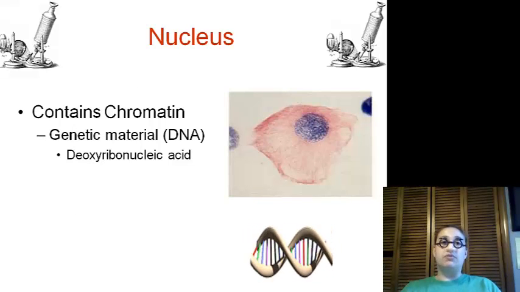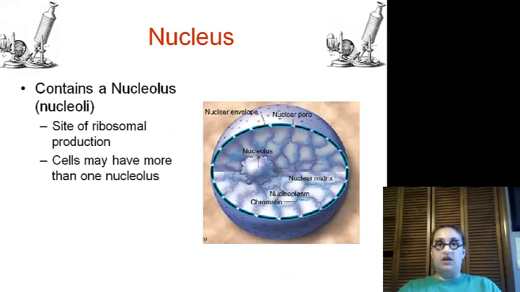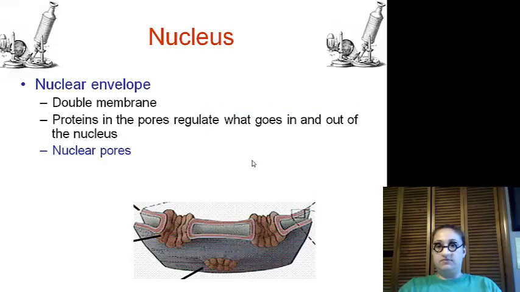be deoxyribose nucleic acid. Also inside of our nucleus we contain a nucleolus, which is a dense part in the center. It'll typically be darker, and it is where ribosomes are created. And some cells have more than one nucleolus. Next we have the nuclear envelope.